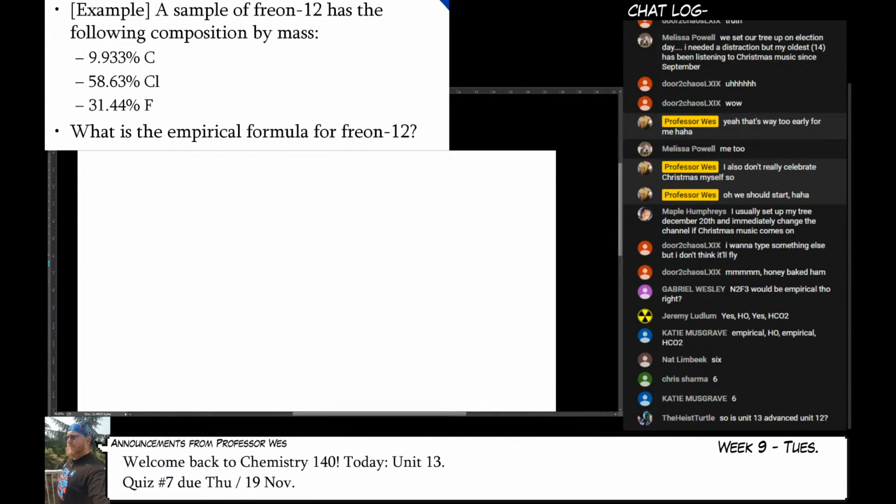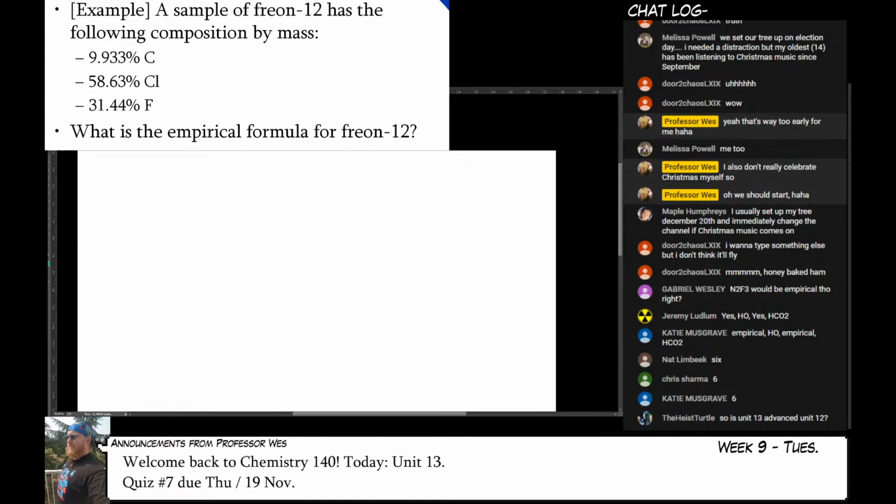Now, you know how to determine these percentages. You could use the molecular masses of all the carbons and all the chlorines and all the fluorines, and then the formula mass of the molecule. But I have not given you that information, so instead I have given you the percentage.